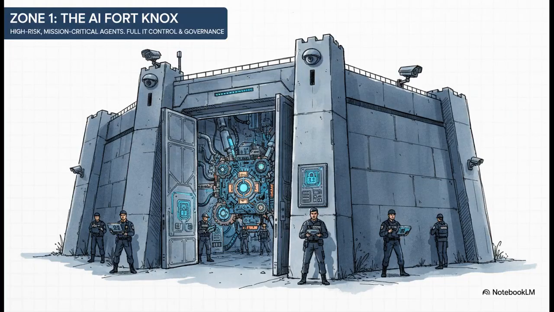And at the very top, you have Zone 1, Enterprise Production. This is the Fort Knox of your AI world. This is reserved for your absolutely mission-critical agents, the ones that need to access highly sensitive financial data, or maybe even make automated decisions.